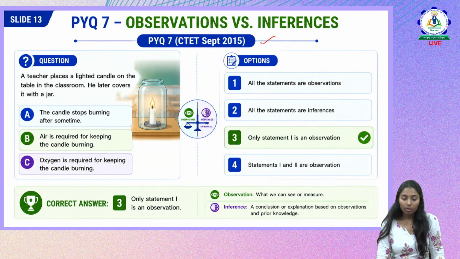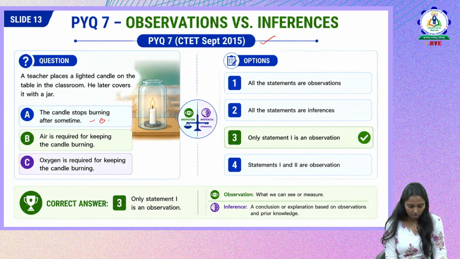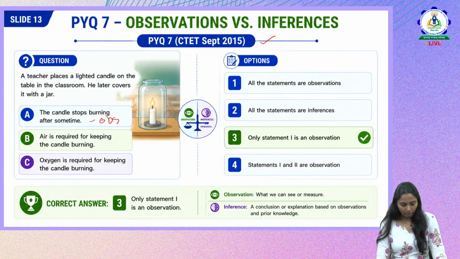Inference is what you conclude based on your observation. So let us first check which is the observation here. Candle stops burning after some time. That is specifically the observation. So air is required for keeping the candle burning. Oxygen is required for keeping the candle burning is your inference.